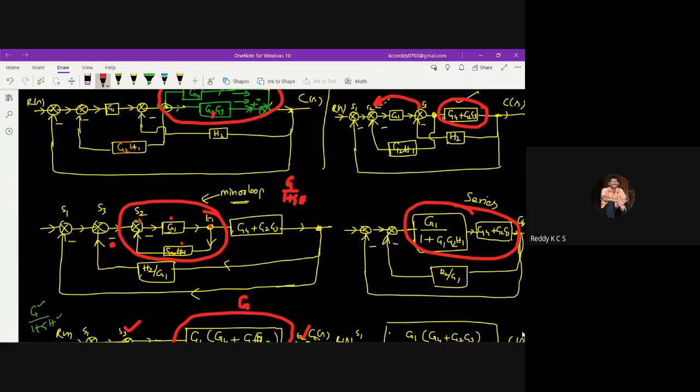Later, if you look at this block diagram, these two blocks become series blocks, because nothing is in between them. So I can apply the formula for blocks in series: when blocks are in series, the block gain values can be multiplied.